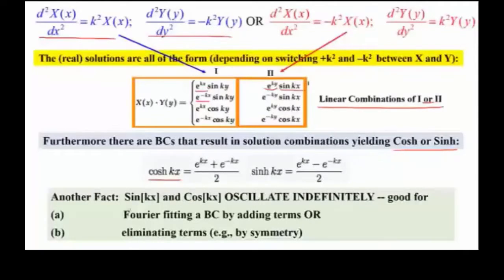One other thing that kind of justifies what we did, if you have sines and cosines, then these oscillate. They don't go to very large numbers. They can be used to fit various functions, and we'll see how that is, but it's a Fourier fitting of a boundary condition by adding terms that have sines and cosines. The other thing it can do is help you eliminate terms by using symmetry. So the real solutions are all of the form like this.